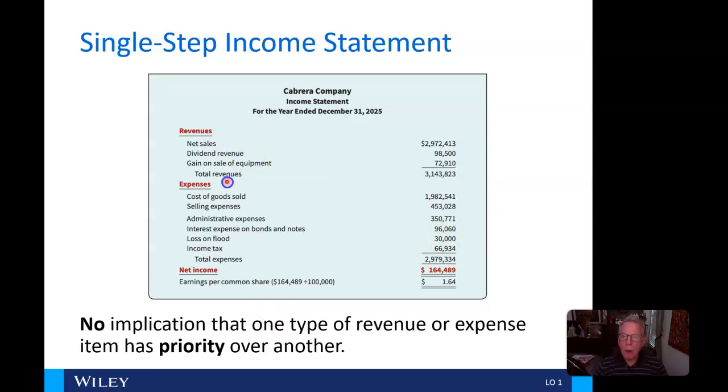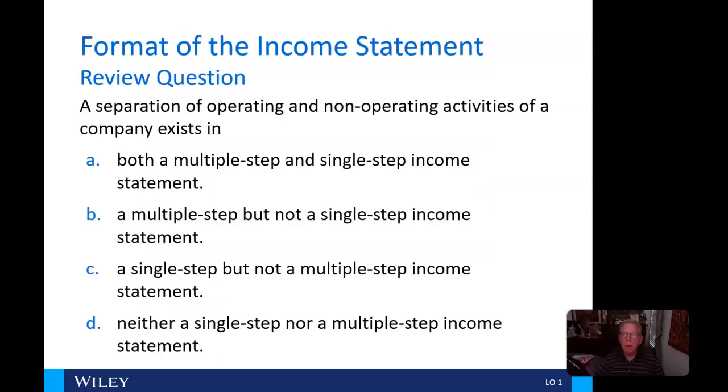So we have all our revenues up here. You'll notice we've got our dividend revenue and our gains on the sale of equipment up with the total revenues. And down here, we have our expenses, starting with cost of goods sold and all the other expenses. And the net income is the same. It's just a little bit more abbreviated in its appearance. Single step income statement.